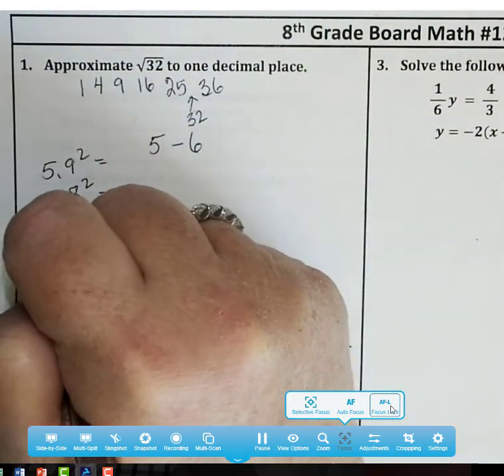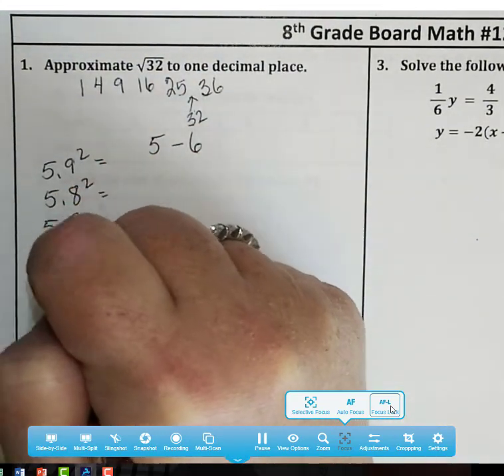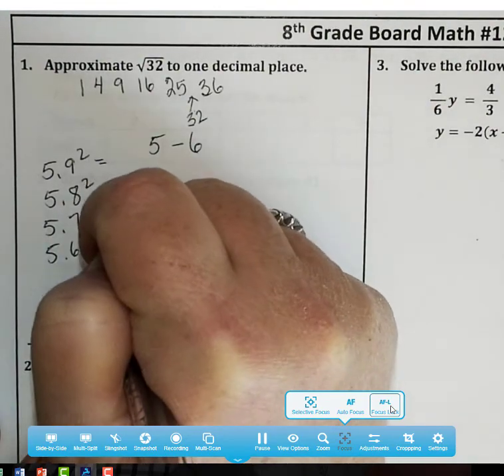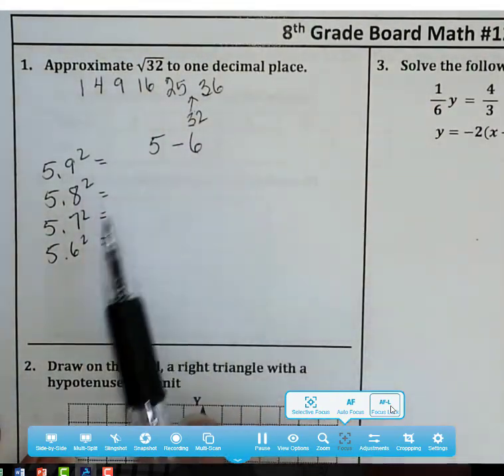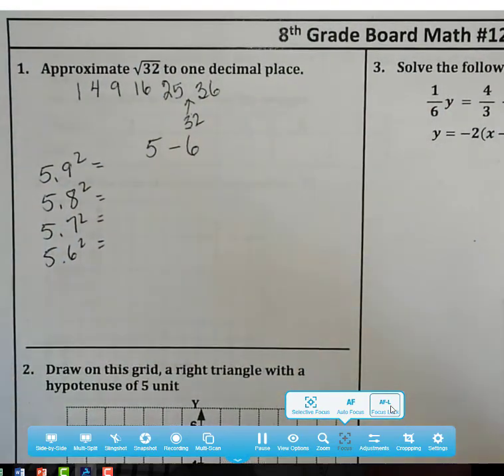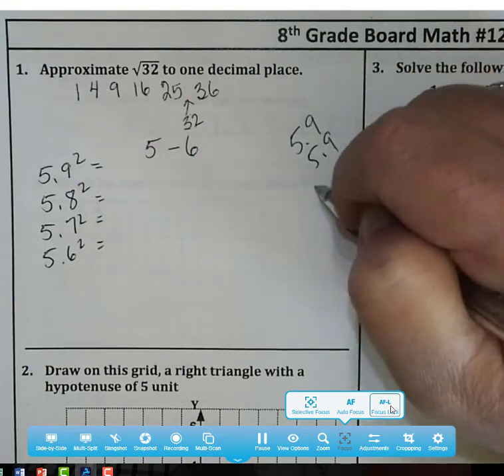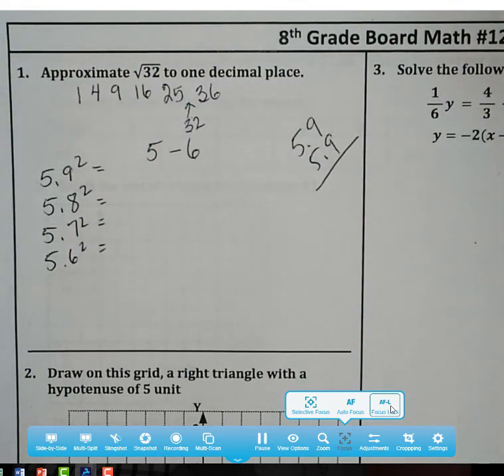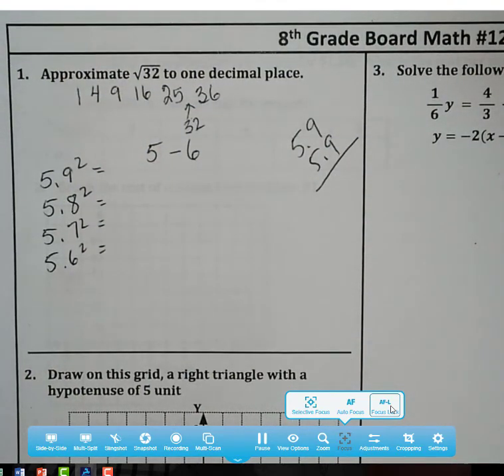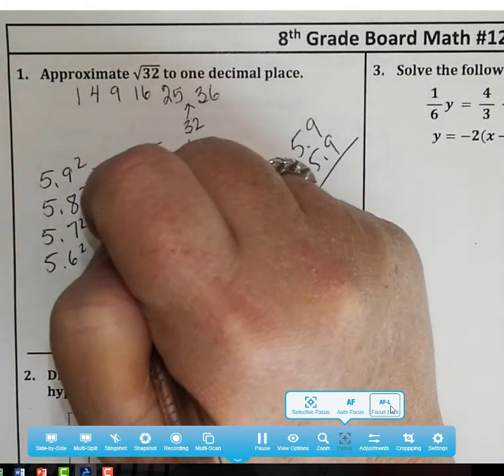So what we're going to do is figure these out and see which one of these gets us closer to the square root of 32. Of course, if you can't use the calculator, you would do it by hand, right? But I'm making a video, so I am going to do it with the calculator to make things go faster.